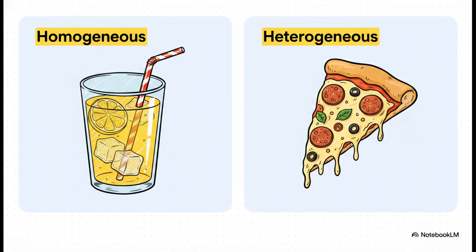On the left, we have homogeneous. Homo is just Greek for same. This is a uniform mixture where everything is so perfectly blended you can't see the different bits. Now, on the right, you've got heterogeneous. Hetero means different. Think of a fruit salad. You can totally see the strawberries, the blueberries, all the different parts. See? The clues are right in the names.